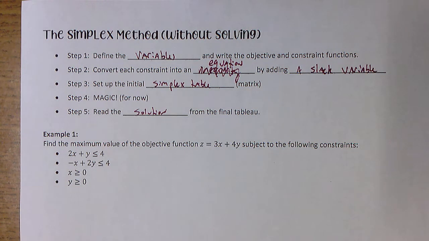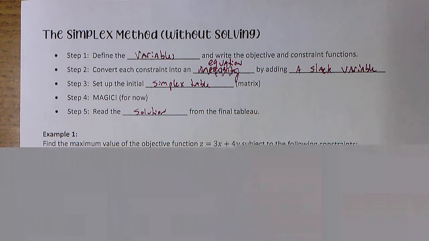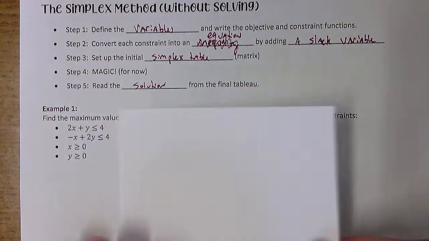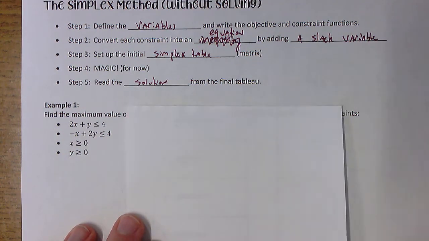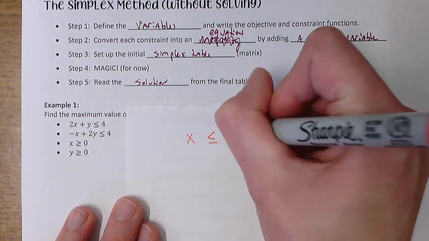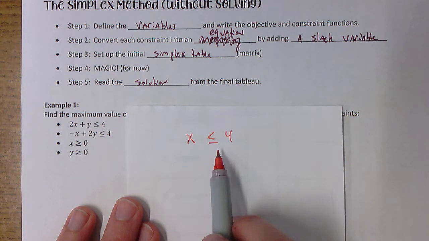They're already inequalities. So what I'm going to do, we got this one right here, 2x plus y is less than or equal to 4. Here's the thought process. Let's do something a little bit simpler. Let's say x is less than or equal to 4. So we have this inequality. x could be equal to 4. It could be less than 4.